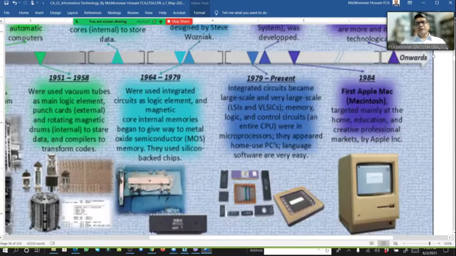In 1979, integrated circuits became large scale and very large scale, that means LSI and VLSI, with memory, logic, and control circuits, that means the CPU, and the microprocessor appeared for the home. At this moment, innovation is also going on day by day through research and development, and size is minimizing day by day, and cost also.